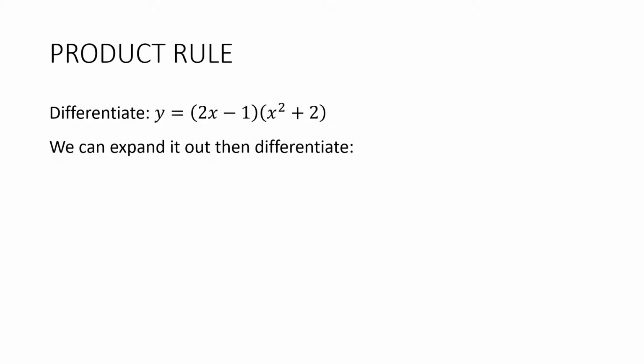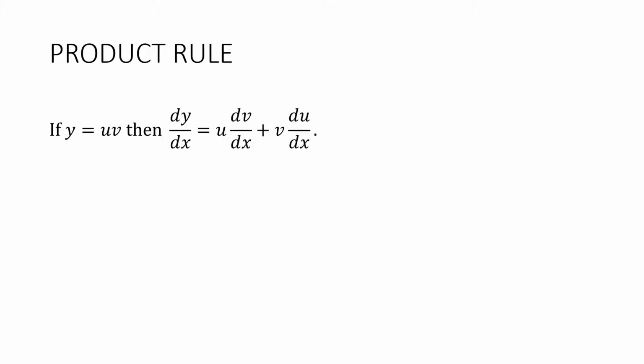And that's actually why it's called the product rule. Let's do it the old way. Expand it out just using FOIL. We're going to get 2x cubed plus 4x minus x squared minus 2. Differentiate term by term. I get 6x squared plus 4 minus 2x. Now, this is the product rule. If I've got a function that's obviously two separate functions multiplied together, then dy dx, or the derivative, is going to be equal to the first function multiplied by the derivative of the second function plus the second function multiplied by the derivative of the first function.